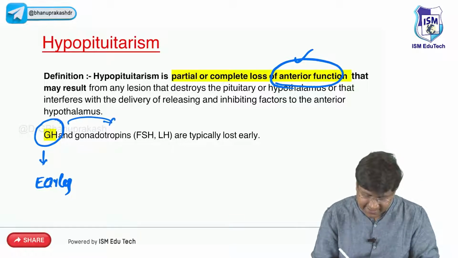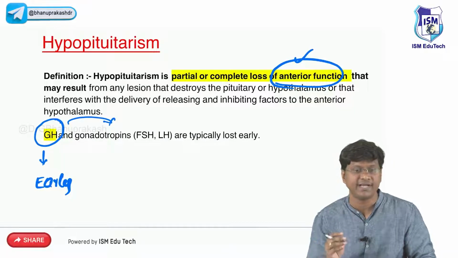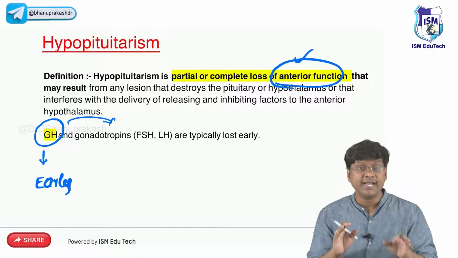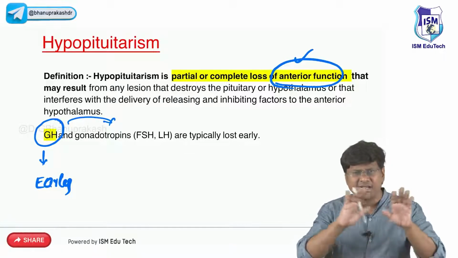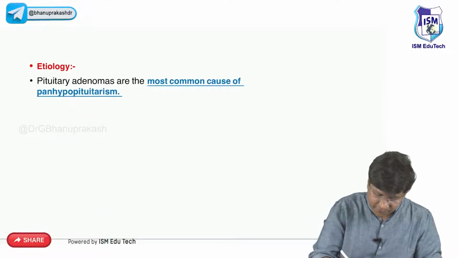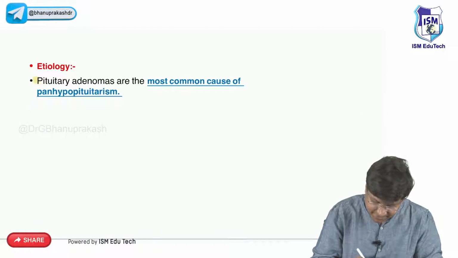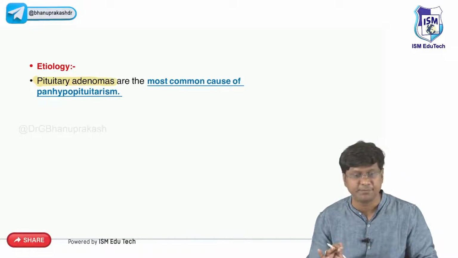Followed by that, the next hormone that will be reduced is gonadotrophins, that is follicle stimulating hormone, as well as the luteinizing hormone. And what is the important etiology that will be causing your hypopituitarism? There are multiple etiologies, but the most common cause for your hypopituitarism will be pituitary adenoma. That will be the most common cause for your hypopituitarism.